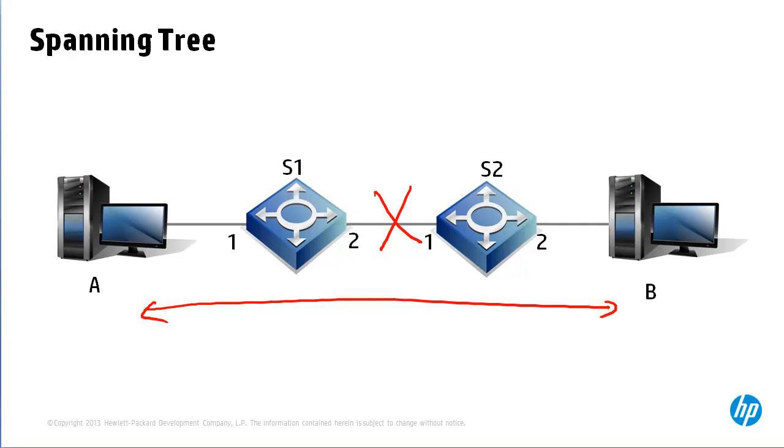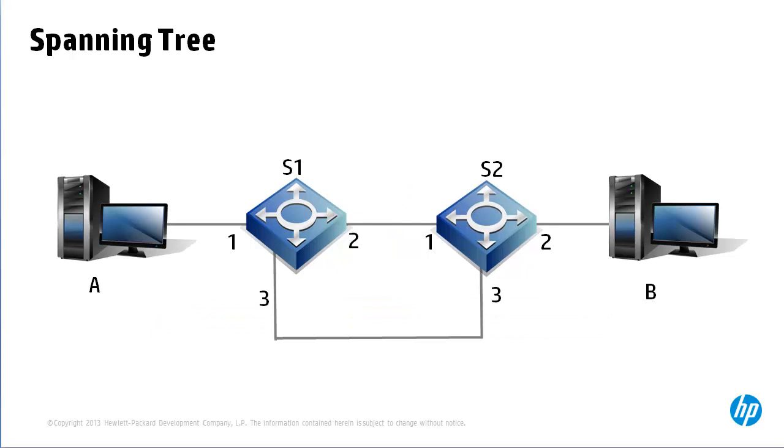So what's often recommended in networks is to implement some type of redundancy. So in this topology, we could expand it to include an additional link between the two switches. So in this case, port 3 is connected to port 3 on switch 1 and switch 2. So we've added redundancy to our topology, but this introduces other issues or other problems. The issue is if A sends a frame to B, what will happen with that frame?